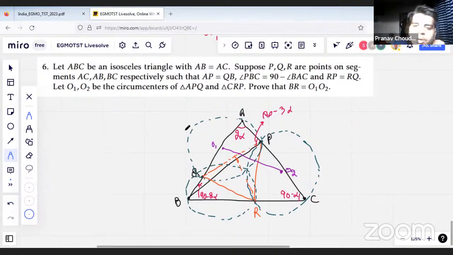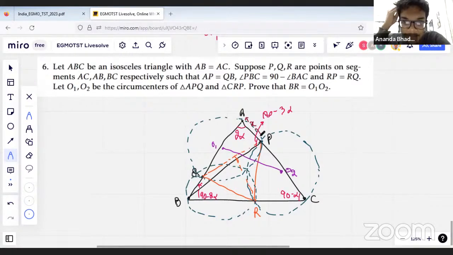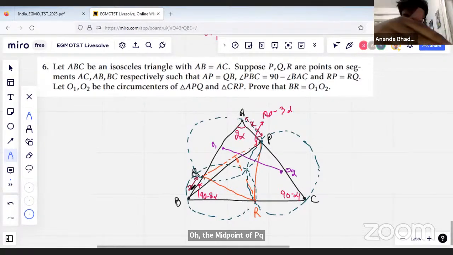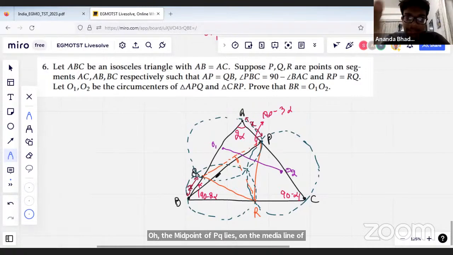There should be some sort of congruency or similarity though, right? Okay. Oh, the midpoint of PQ lies on the A-median line of ABC because AP equals BQ.